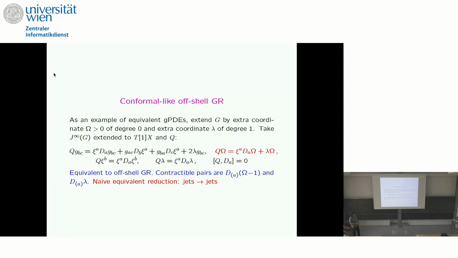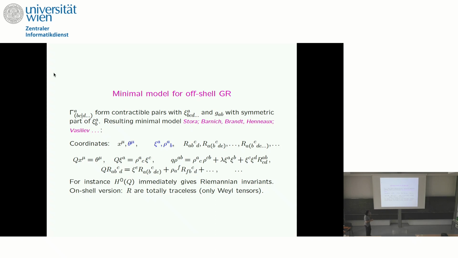So for instance, it's easy to see that this gauge PDE is equivalent to the initial one, because if we consider omega minus one and derivatives of lambda, and lambda and the derivatives, and derivatives of omega minus one, they're going to be contractible pairs for the BRST differential. In terms of geometry or physics, this means that we impose a gauge where omega equals one, and hence all its derivatives are zero. So we completely get rid of the omega and lambda piece, and we get back to what is in black, just off-shell GR.